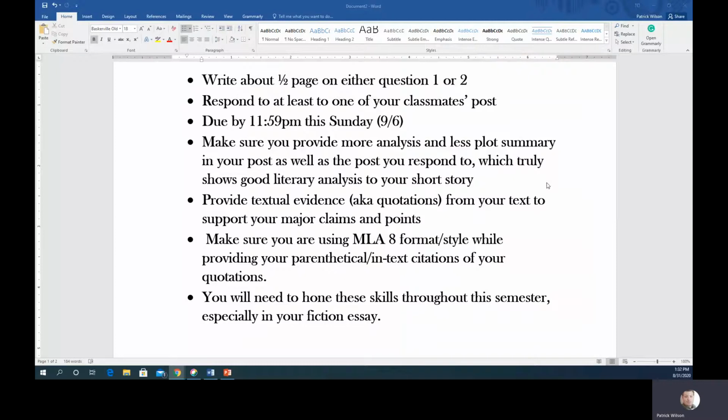Because again, like I said, whatever we start now, you're going to just be honing these skills throughout the semester. So that's why if there's any major issues, we want to go ahead and sort of nip that in the bud before we get to Essay 2, the research paper.